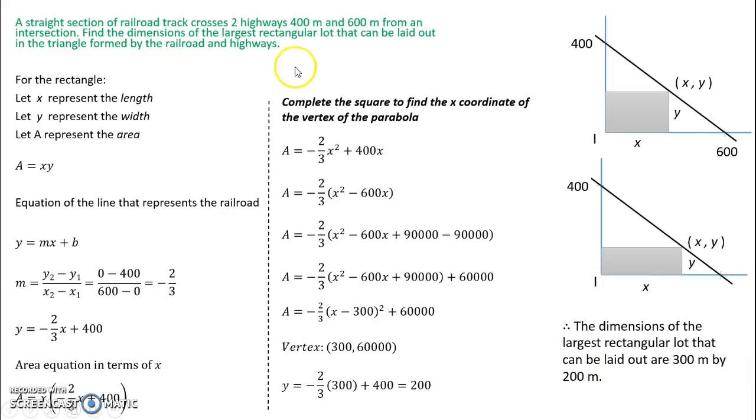So this is an optimization problem that doesn't require us to use calculus. All we have to do here is set up a quadratic equation and then find the vertex of the quadratic equation, so find the maximum point or maximum value of the quadratic equation.